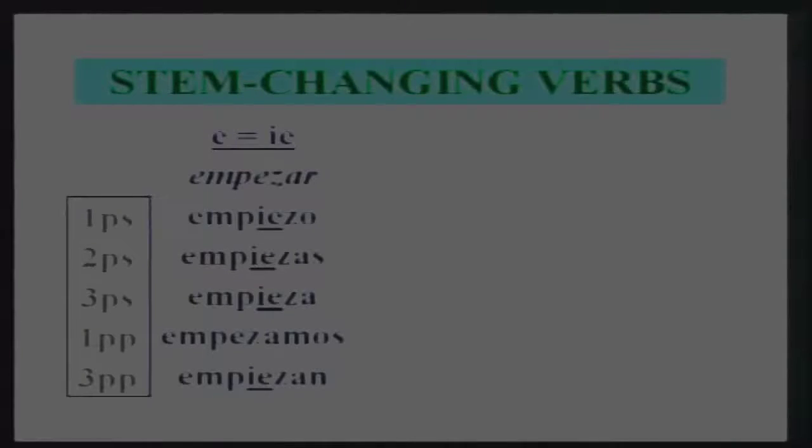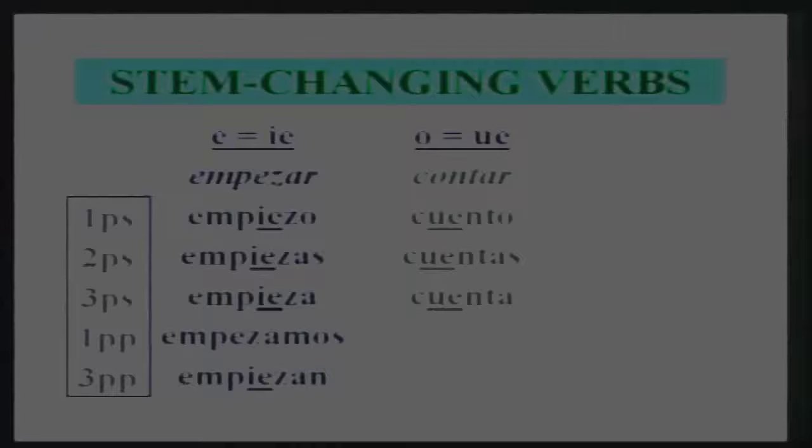But in the stem changing verbs, the E changes to IE except in the first person plural. Let's take a look at contar. Here the O changes to UE. Cuento. Notice that the O has changed to UE and we add the regular yo ending, the O. Cuento, cuentas, cuenta. First person singular, second person singular, third person singular.